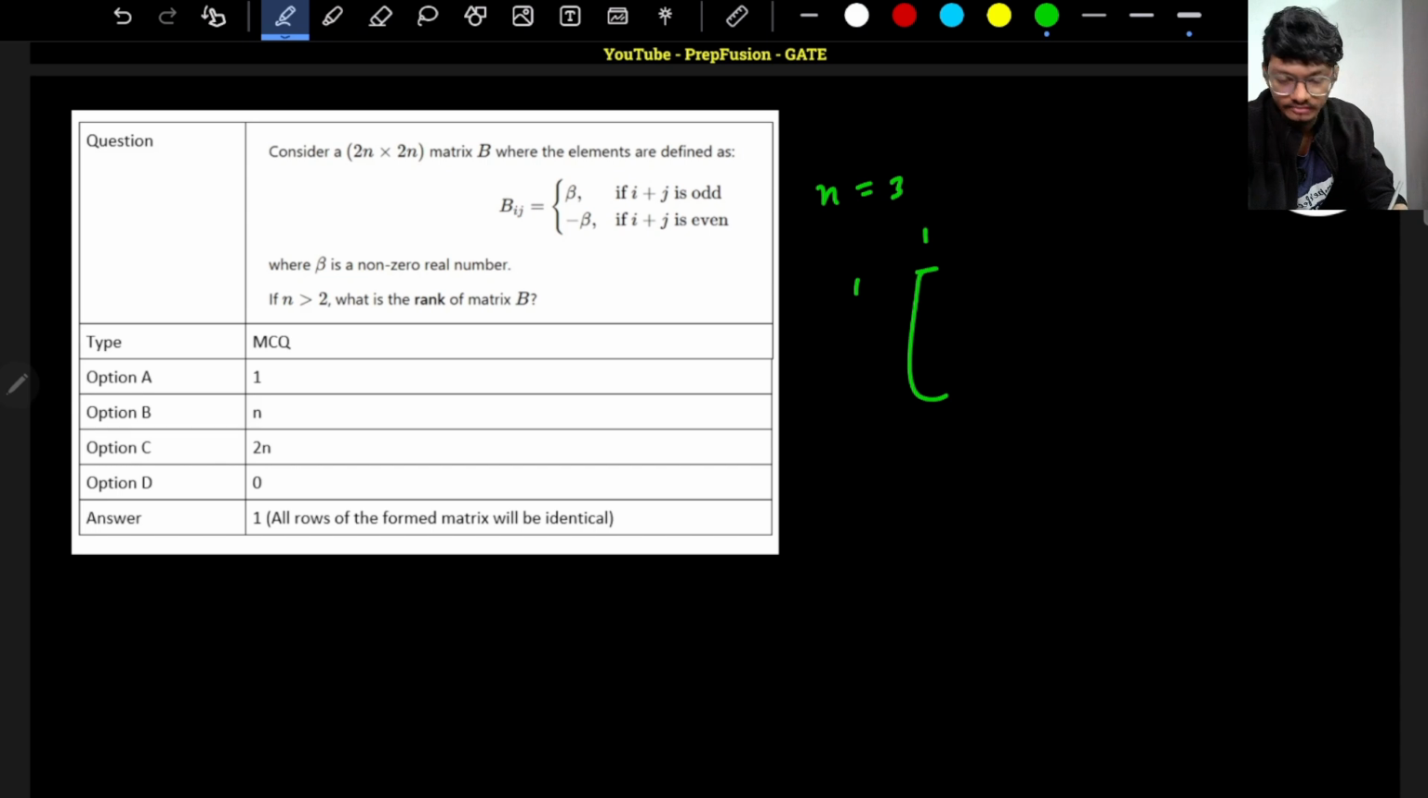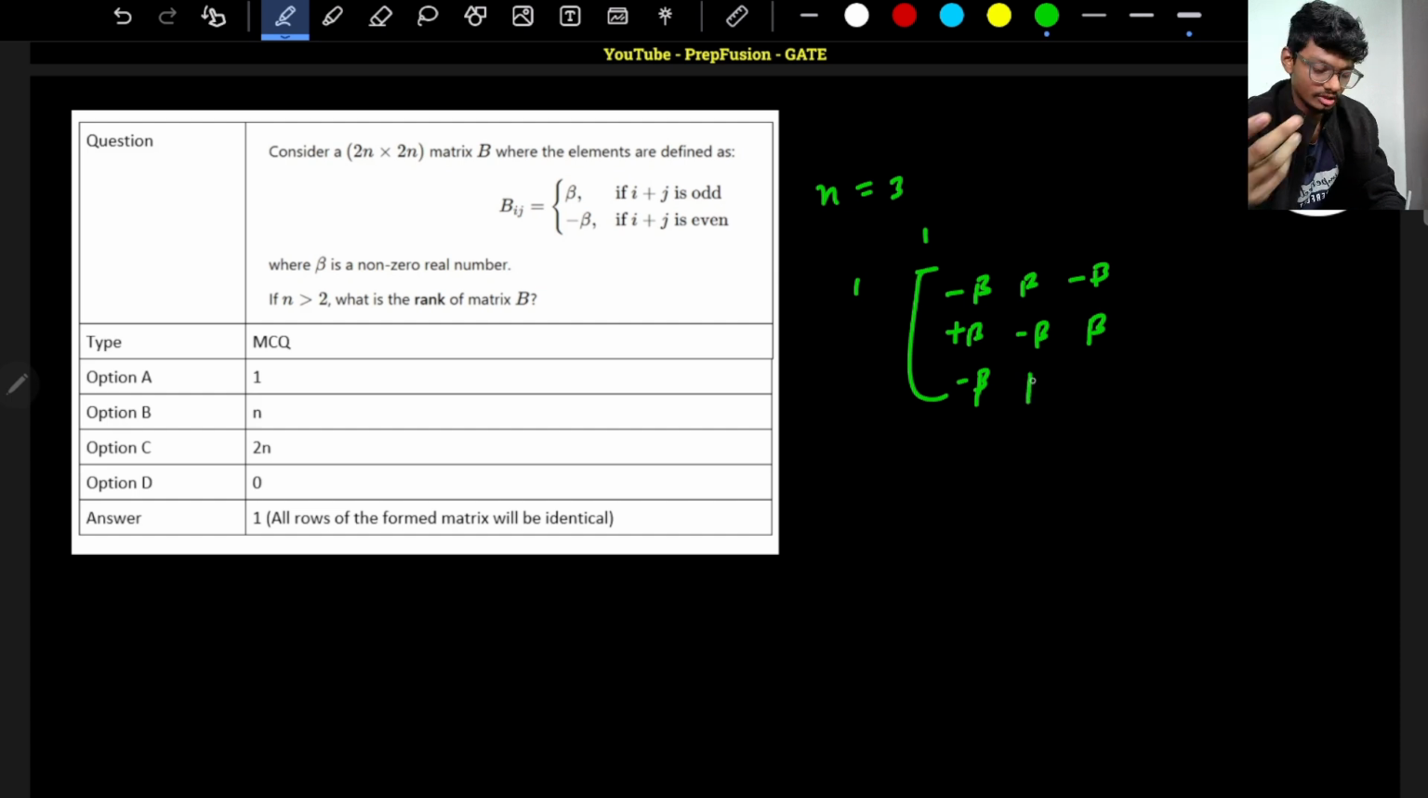So this is the first row and first column, right? So i plus j is even here. If it's even, this first element will be minus beta. Then again it will become odd, so this will be plus beta, this will be minus beta again. And like this also will be the same. This will be plus beta, and you can formulate the matrix. All the signs will alternate, as simple as that. This will be plus beta, this will be minus beta, this will be plus beta, this will be minus beta.